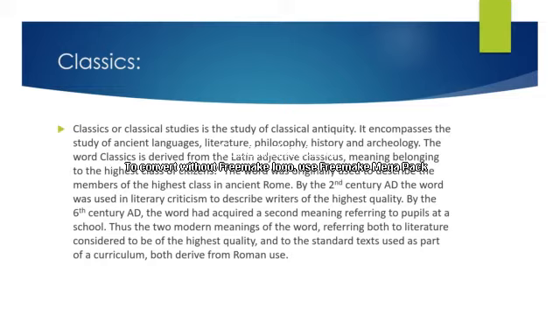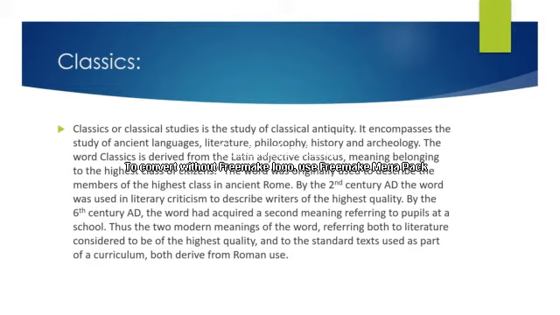Classics or classical studies is the study of classical antiquity. Antiquity means traditional languages, culture, etc. So classics or classical studies is the study of classical antiquity, and it encompasses the study of ancient languages, literature, philosophy, history and archaeology.